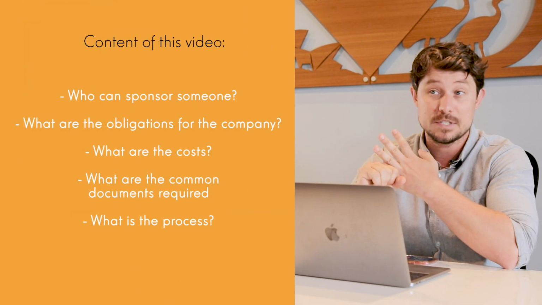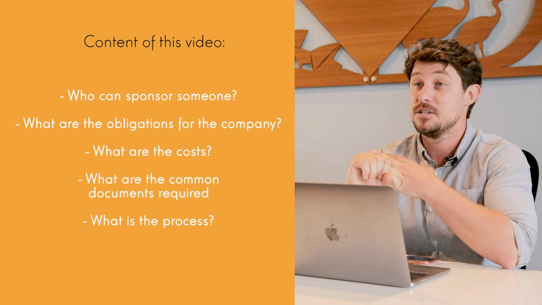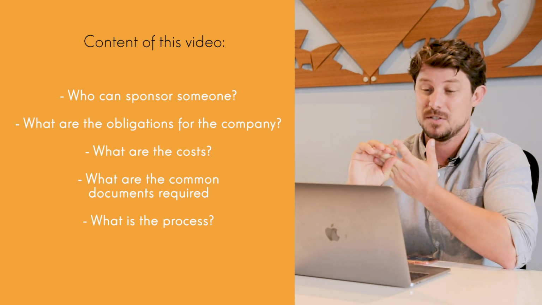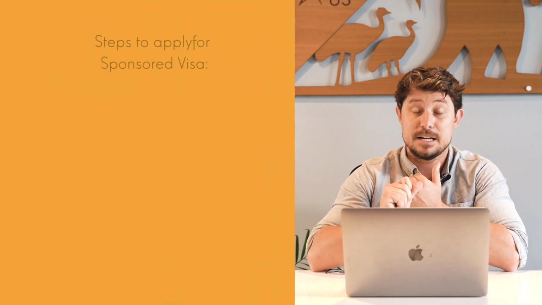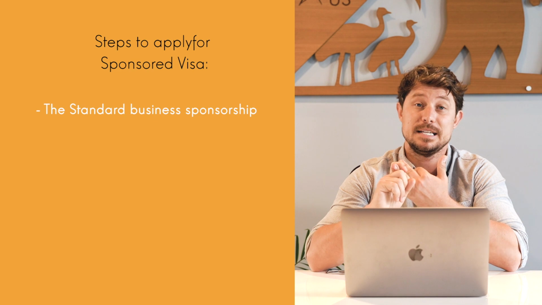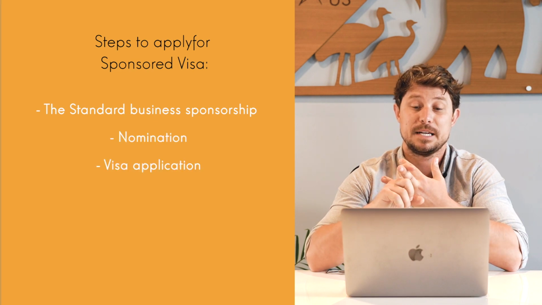And we try to answer such questions as, who can sponsor someone? What are the obligations of the company? What are the costs? What are some of the common documents required? And what is the process? To be able to apply for an employer-sponsored visa, there are generally 3 steps. The first is standard business sponsorship. The second is the nomination, and the third is the visa application.